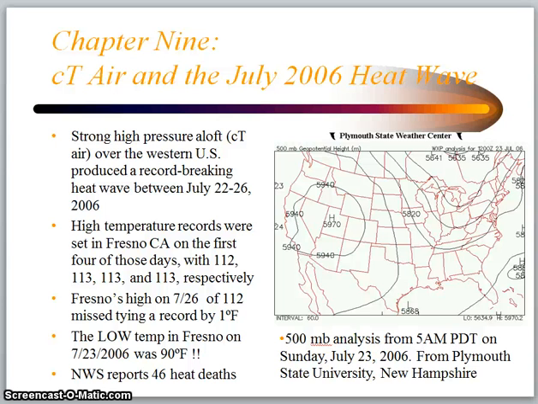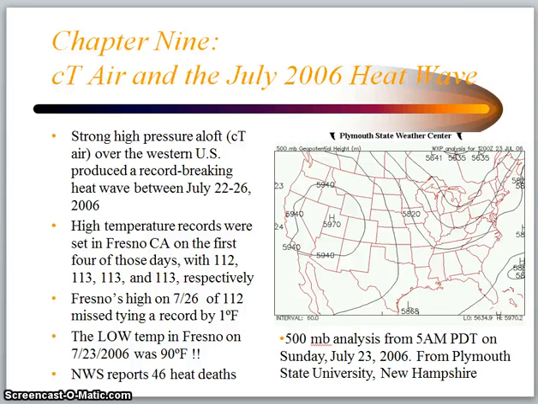High temperature records were set in Fresno on the first 4 of those 5 days, I should say, with 112, 113, 113, and 113 respectively. Those were the high temperatures on the 22nd, 23rd, 24th, and 25th of July, 4 consecutive days. On the 26th of July, the 5th day of that heat wave, the high of 112 in Fresno missed tying a daily record for that date by 1 degree Fahrenheit.